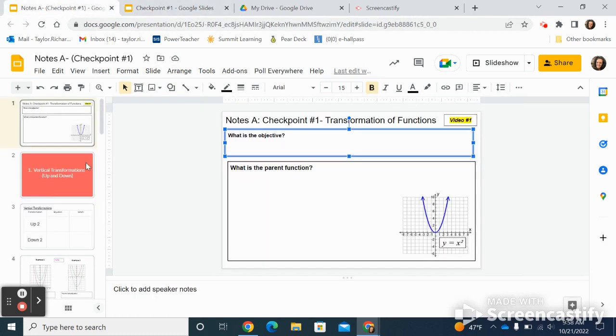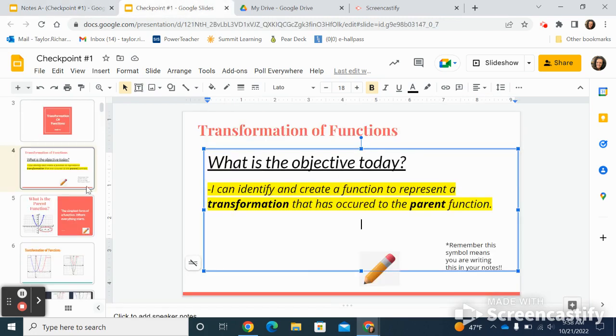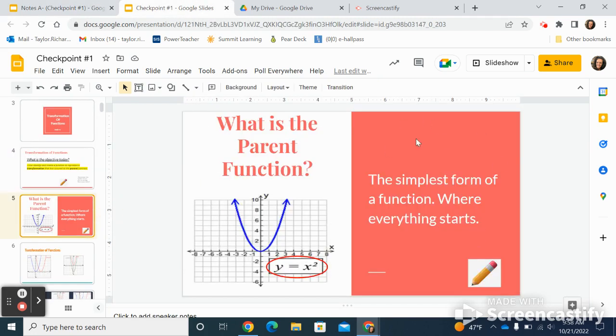The next thing we're going to talk about is this next question: what is a parent function? Whenever we do a transformation, we're going to take a graph and flip it, move it left and right, move it up and down, but we always have to start somewhere. Our starting point is called a parent function. The definition of a parent function is here.